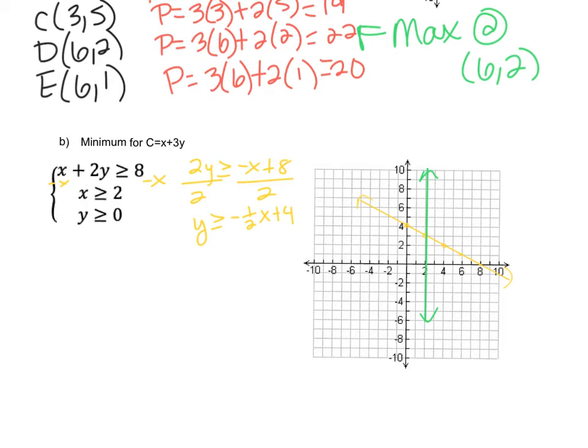And then the last one is y is greater than or equal to 0. So that again is just the x-axis. It looks like that, and then you're going to be shading above. So the region that satisfies all three constraints would be this right here.